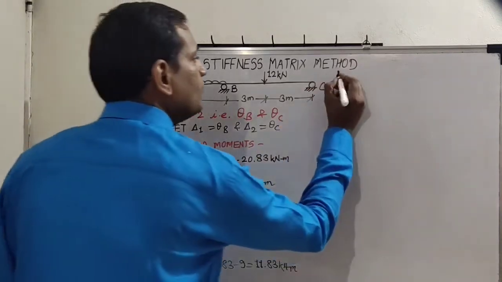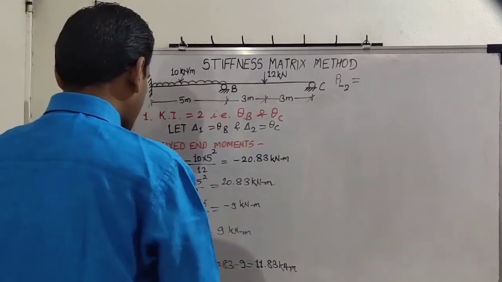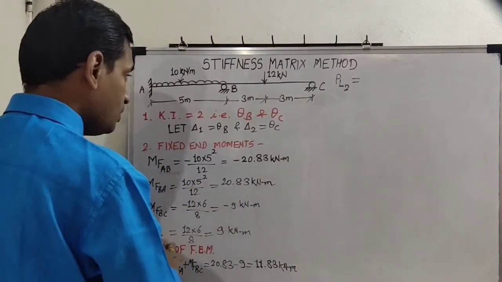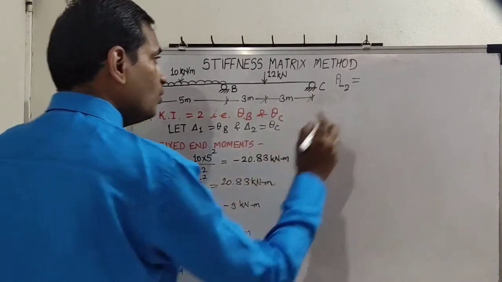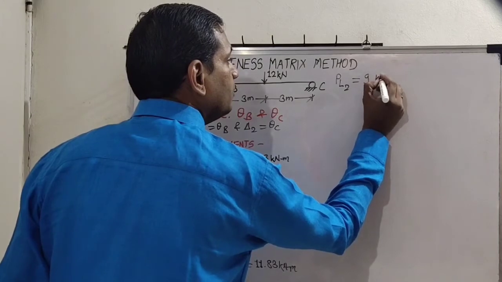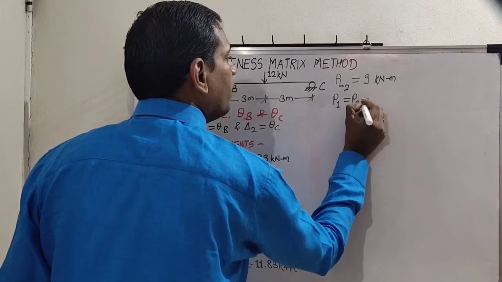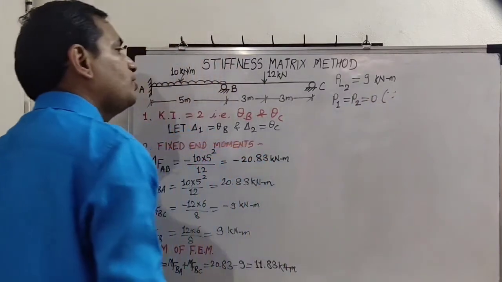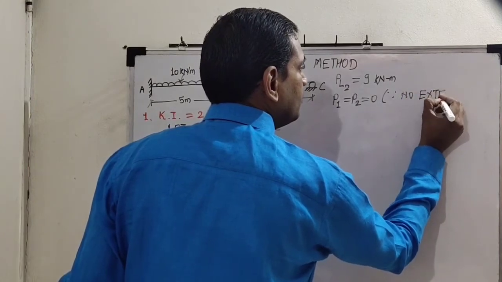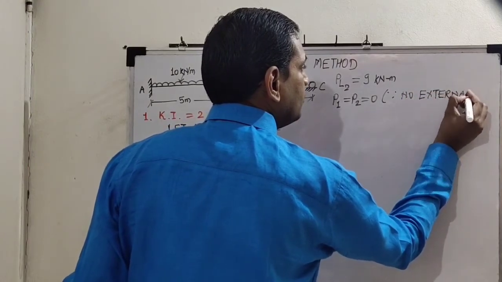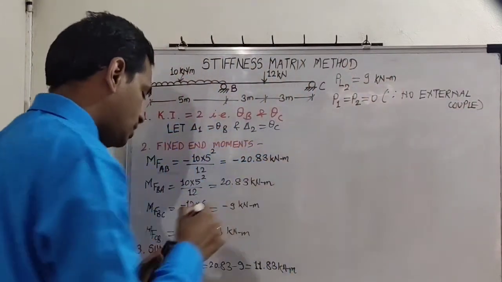Then PL2 is MF CB because second location is C. So on joint C we have only one fixed end moment, 9 kilonewton meter. P1, P2 both are 0. Why? No external couple.